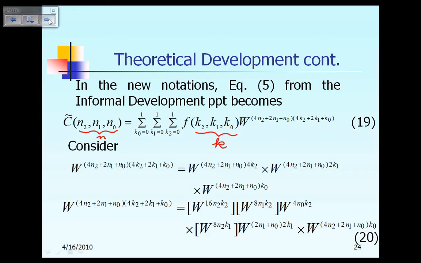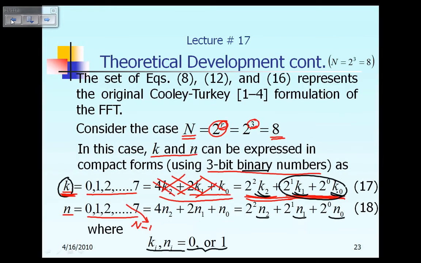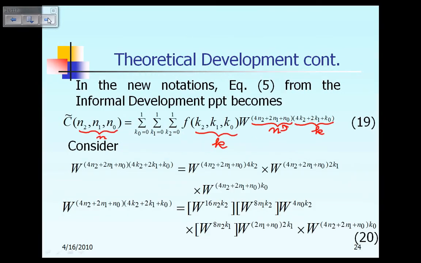Now we say f is a function of k2, k1, k0. In the old formula, the first parenthesis corresponds to the small n value, and the next parenthesis corresponds to small k. Now we just replace the value of small n based on the formula, which says small n equals 4n2 plus 2n1 plus n0. As you can see from the previous slide, the value of n is equal to 4n2 plus 2n1 plus n0. That's what you did right here.